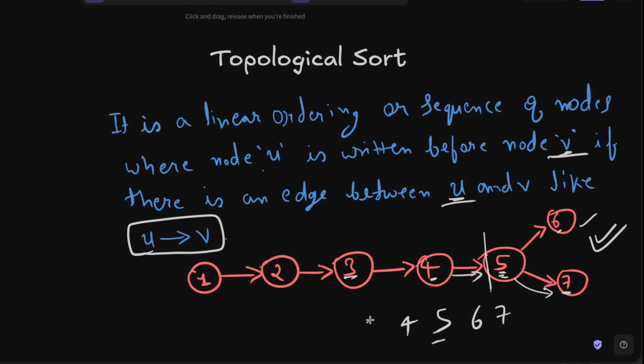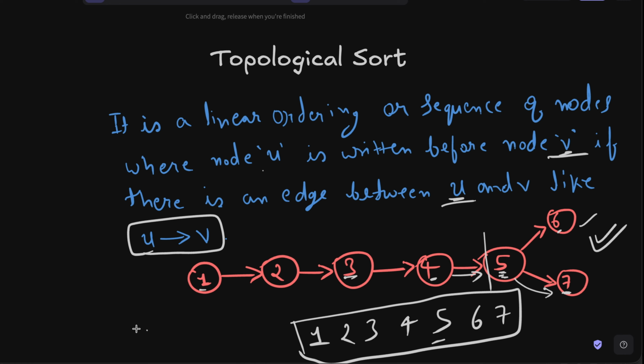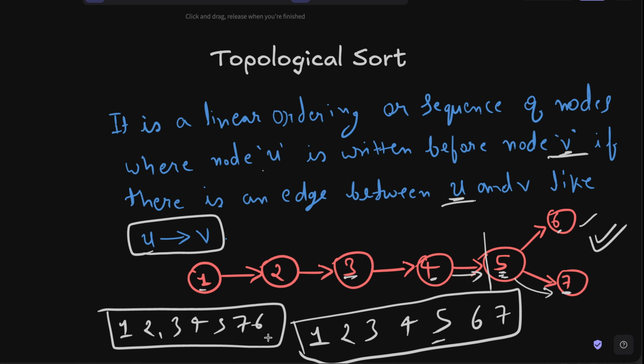Similarly, we can write 3 here. Then we can write 2 here. Then we can write 1 here. So this particular ordering is a topological ordering or a topological sort. We also have another topological sorting for this graph: 1, 2, 3, 4, 5, 7, 6. So in these two sortings, the only difference is the order of 7 and 6.